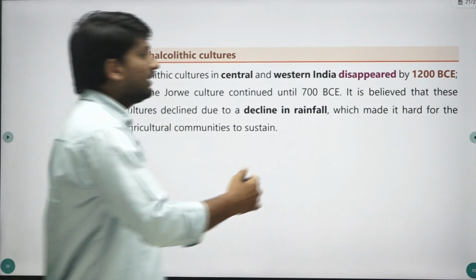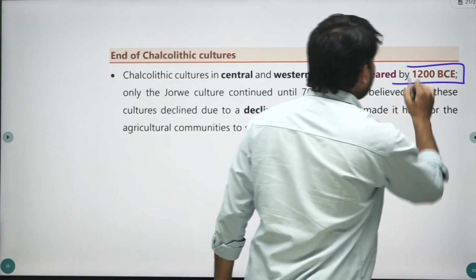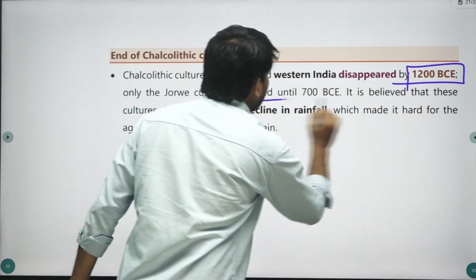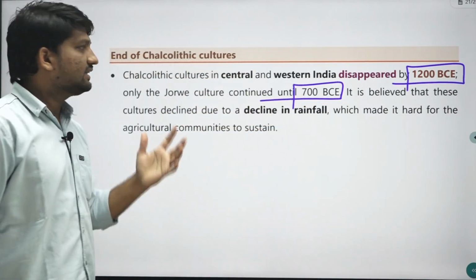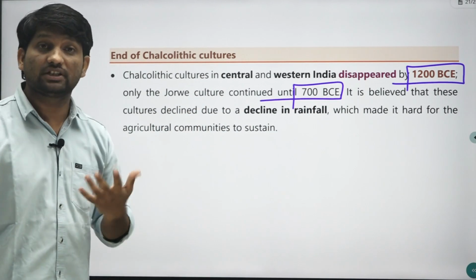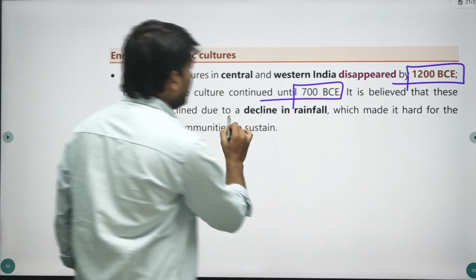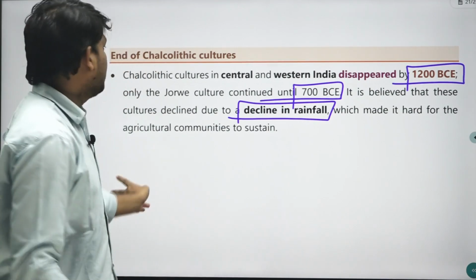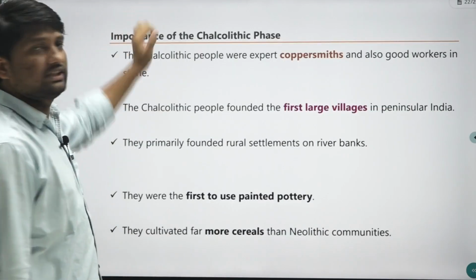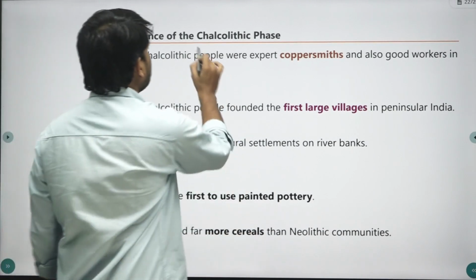End of the Chalcolithic culture. Chalcolithic culture started fading from 1200 BC, but completely disappeared or discontinued from 700 BC. Basically, this culture was based on subsistence agriculture, so when there was a decline in the rainfall, the culture ended. Not suddenly, but gradually.